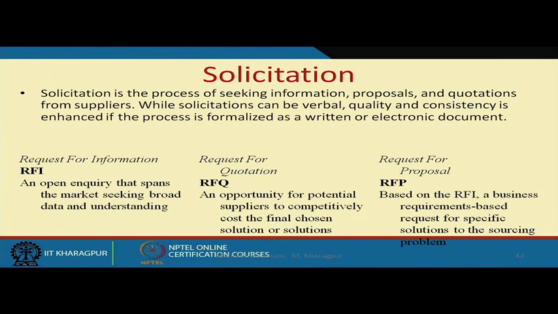The second category of document is request for quotation. Here you give a potential supplier the opportunity to compete with each other on cost, and finally you make your decision based on the cost. Then you have your request for proposal. This is based on the request for information and a business requirement. You can decide your business requirement, and based on your specific requirement you can decide your sourcing plan.